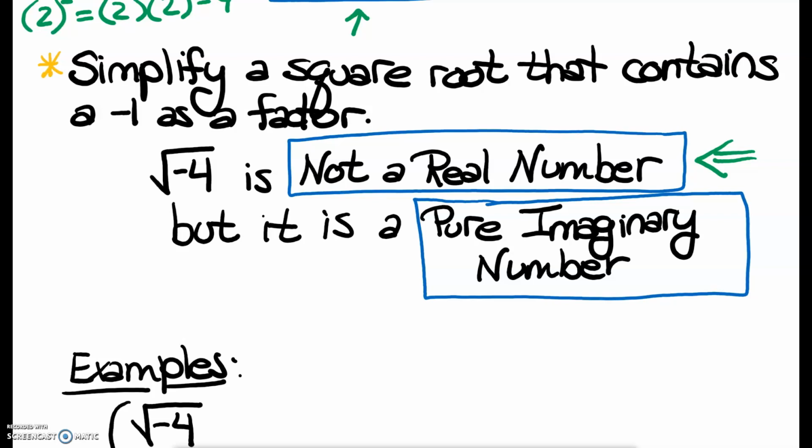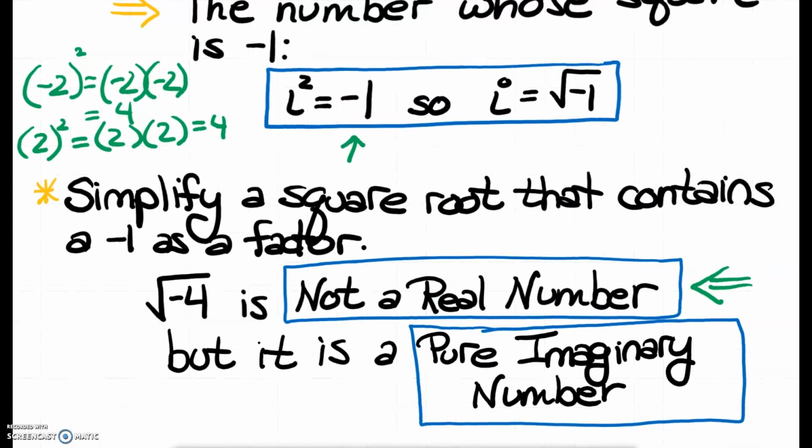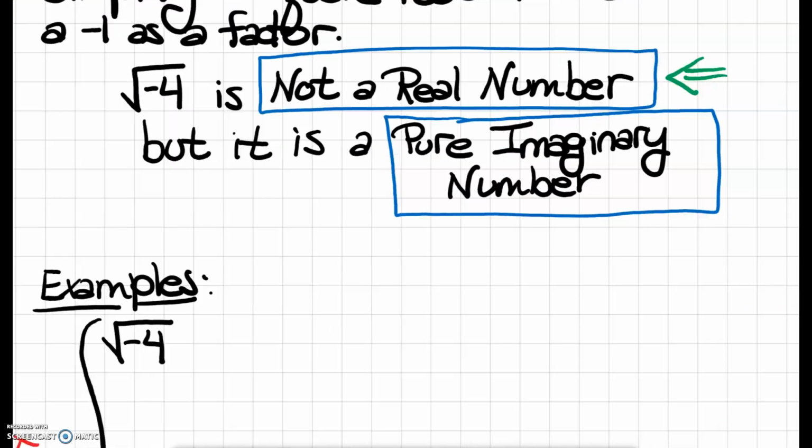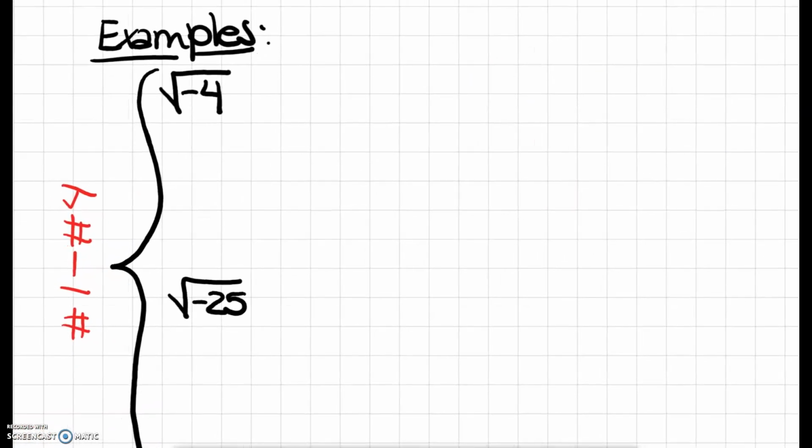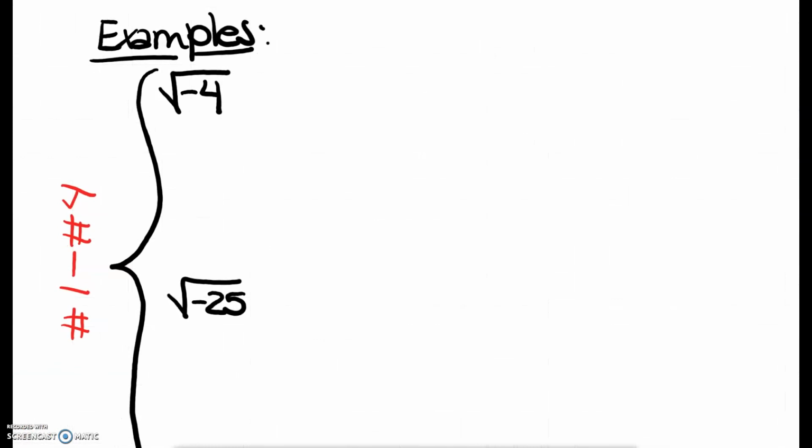So let's work through some examples using the definition, and this is the important part that you have to remember: i equals the square root of -1. Whenever we have a factor of -1 under a square root, we can replace it with i outside of the square root. So let's do a couple of examples. These first 3 examples are very similar to the problems you have on your worksheet, so let's go ahead and work through them.